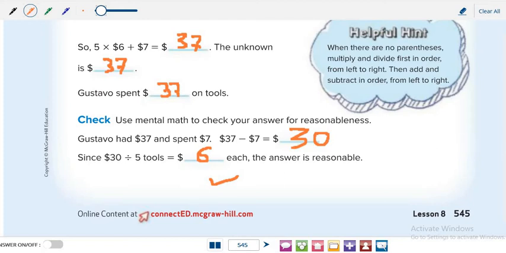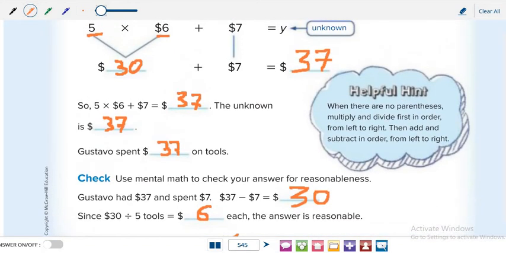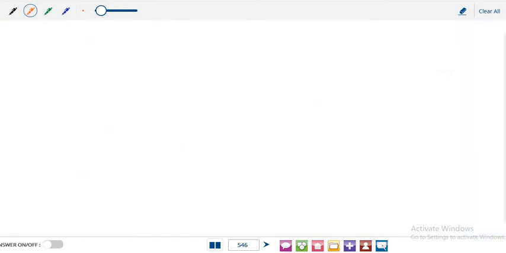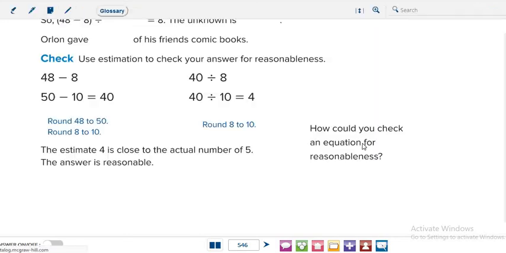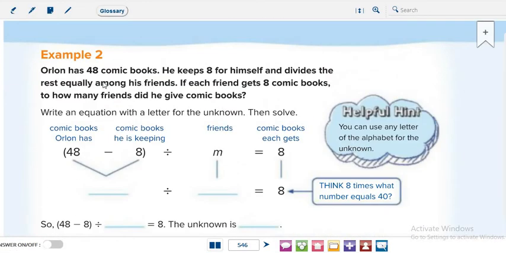Now, please, grade 3, be sure to fill these blanks with the correct numbers. If you finish, let's solve example number 2, page number 546. Here we are. Orlando has 48 comic books. He keeps 8 for himself and divides the rest equally among his friends. If each friend gets 8 comic books, to how many friends did he give comic books?